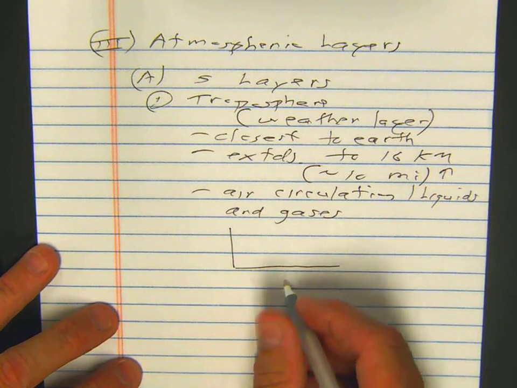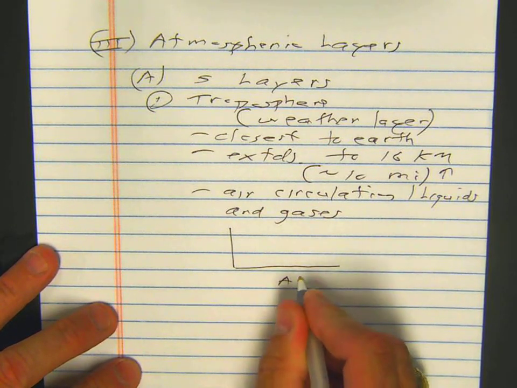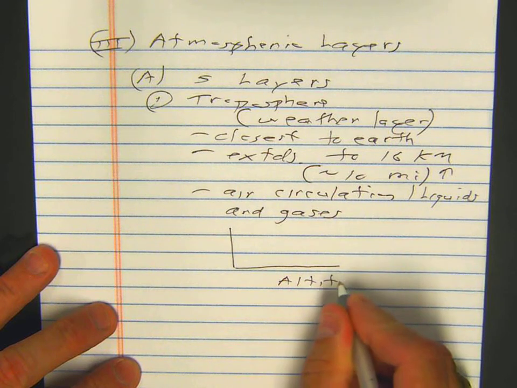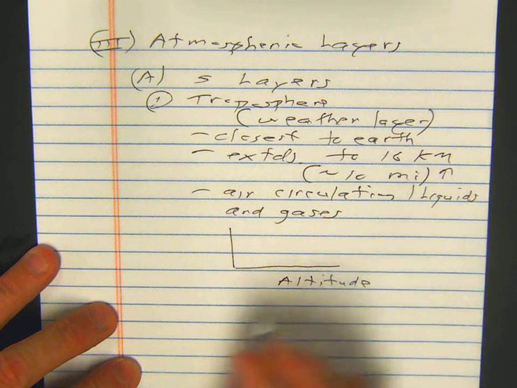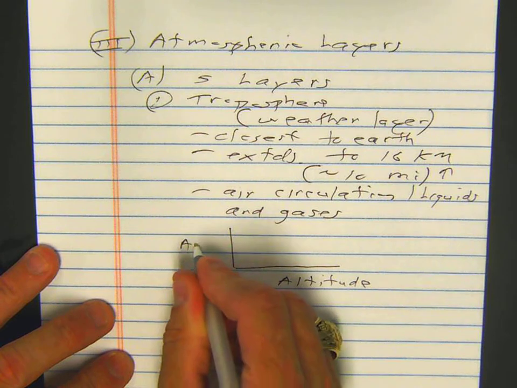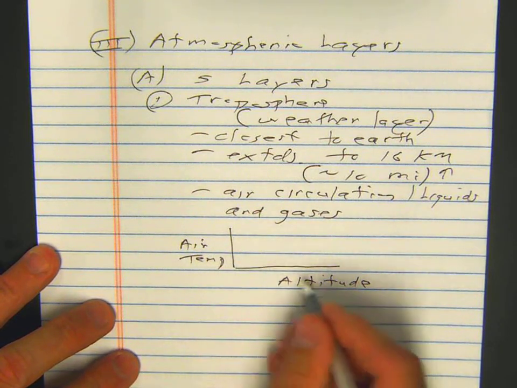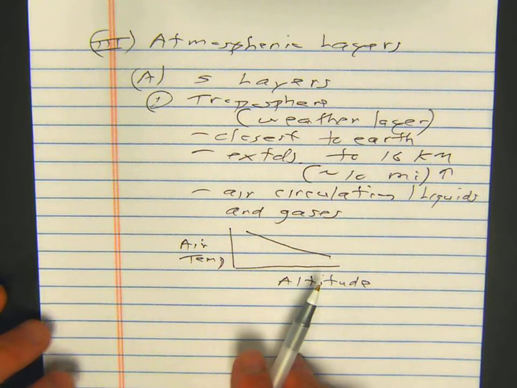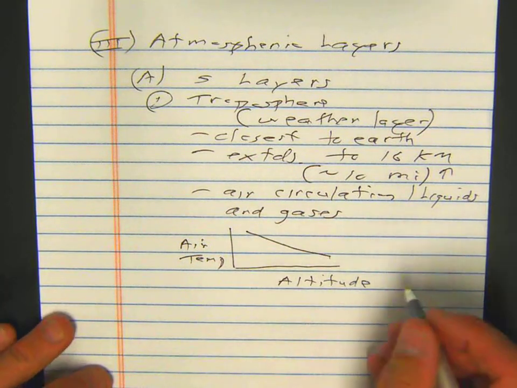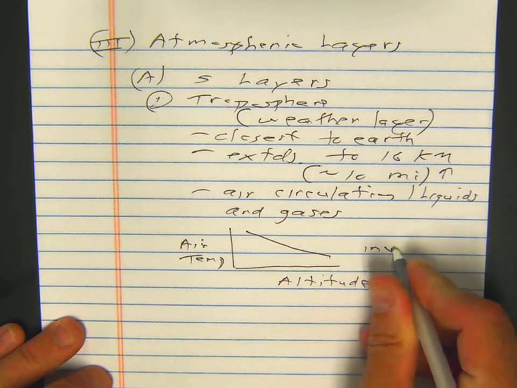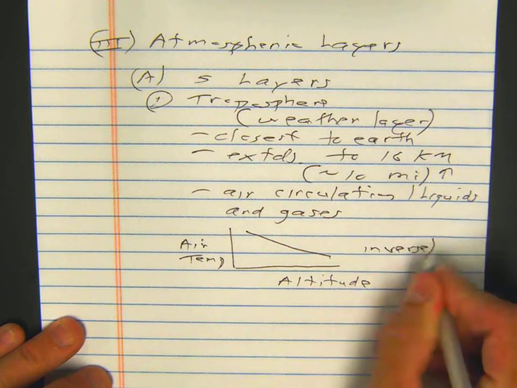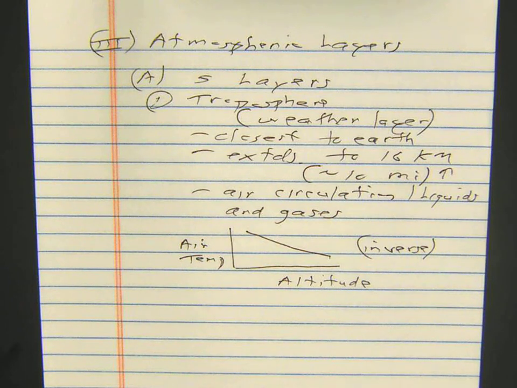I'm going to show this down here on a quick XY graph, and it will look something like this. It may be a little more curved, but that's the general idea. And this is an inverse relationship. As I go higher, you've experienced this in the mountains, I'm sure, as you go up in the mountains, it gets colder. That's an important characteristic to remember in the troposphere.